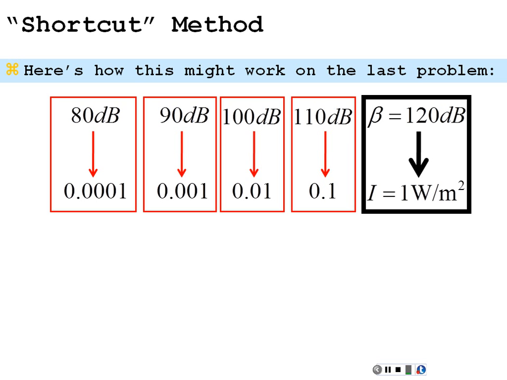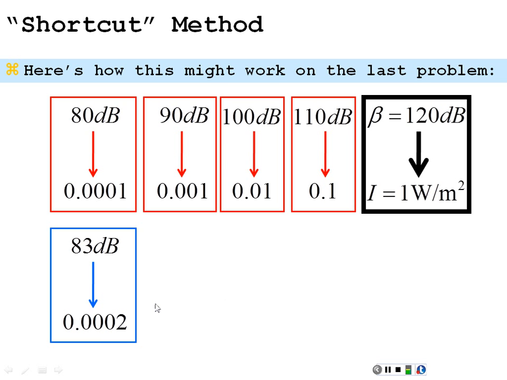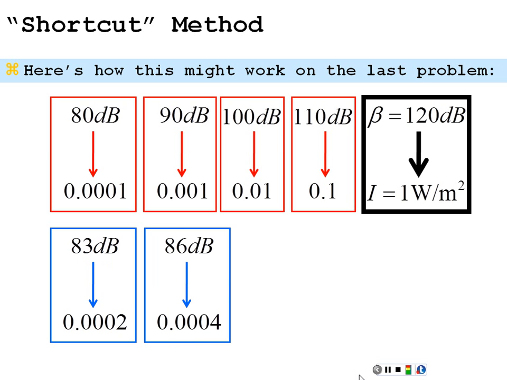But we had an intensity of 4 times 10 to the minus 4 watts per meter squared. So we need to multiply this by 2, which will increase our decibel level by 3 decibels. And then we need to multiply it by 2 again. So now we have 0.004, which is 4 times 10 to the minus 4 watts per meter squared. And we've added another 3 decibels to that. So that corresponds to 86 decibels, which is the answer we got on the previous problem. Not really a shortcut method if you have a calculator handy, but just a way to visualize quickly a change of intensity with a change in intensity level.